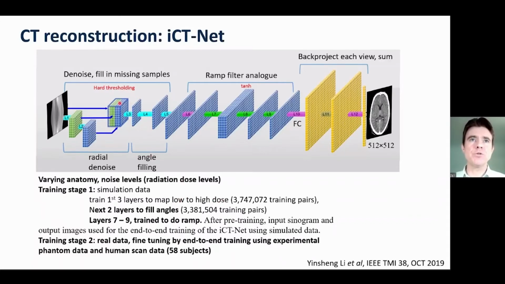They learn how to do an effective denoiser in the first part of the first few layers of the network. Then they learn how to fill in missing angles. That's like a kind of in-painting done by deep learning. And then they learn effectively how to do the filtering. So this is quite an extensive few layers here for the analog of a ramp filter. And then finally, I think they do freeze some of the layers here, but they're effectively then learning how to back project and sum those views together.